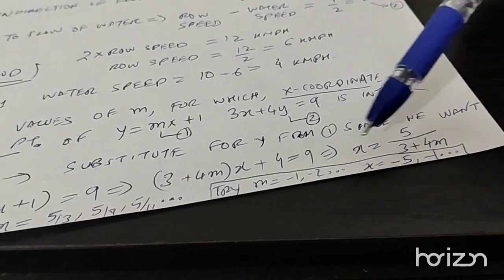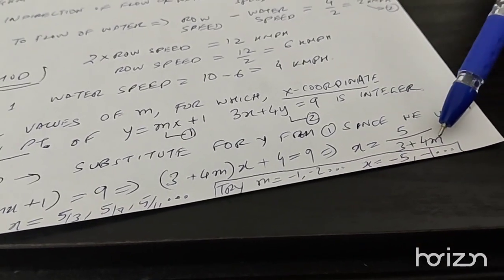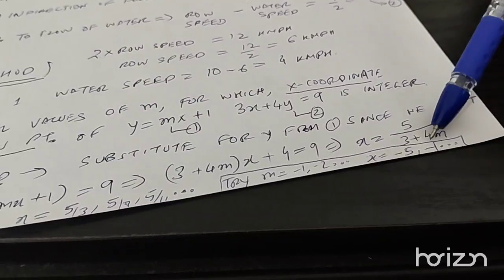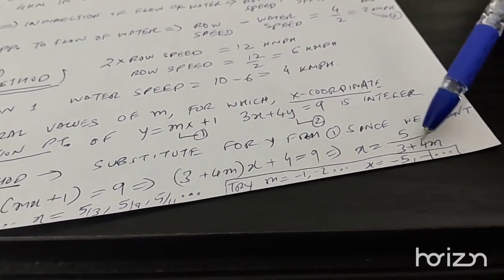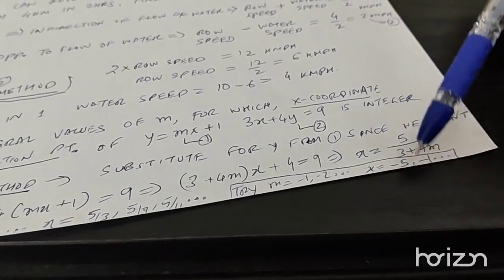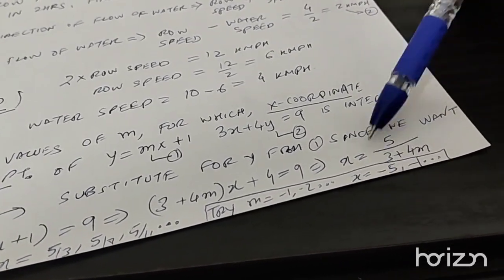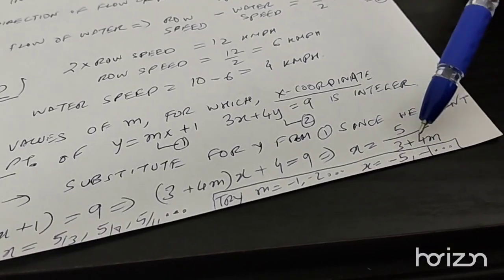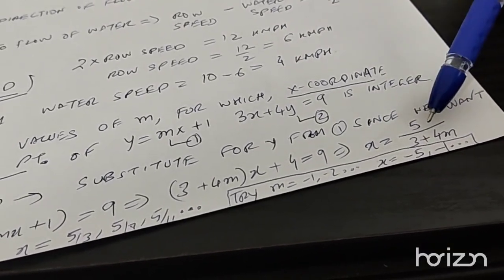How about trying minus 1, minus 2, etc.? If you try minus 1, when you put m as minus 1, you will get minus 4 here. 3 minus 4 is minus 1. 9 divided by minus 1 is minus 9. So x is minus 9 when you have m is equal to minus 1. So it becomes an integral value.